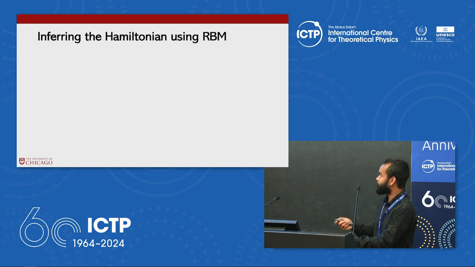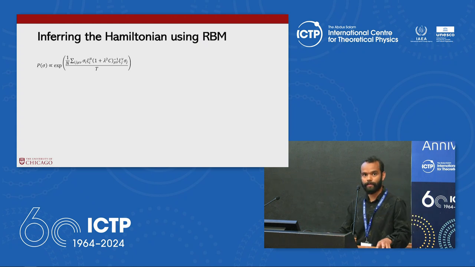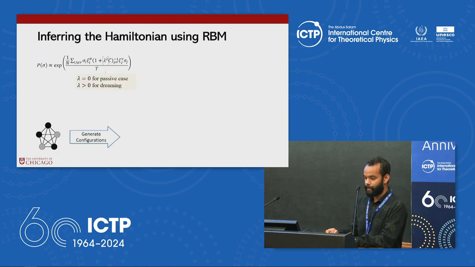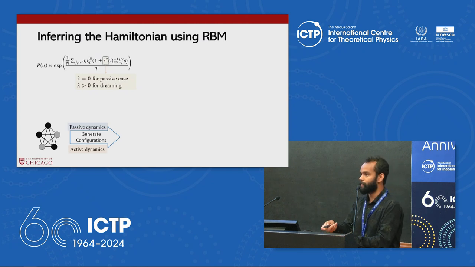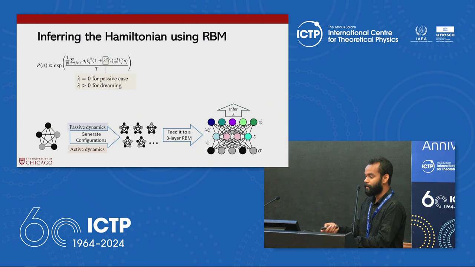So what we did is we generate samples from both the passive dynamics and active dynamics, and we infer this lambda parameter for both of them. Doing that is agnostic to whatever we have been doing earlier. It's completely data-driven. You just generate configurations using the Hamiltonian, using either passive or active dynamics. Then you feed them to a three-layer RBM, with the data fed into the lowermost layer, sigma, and two hidden layers, Z, a continuous hidden layer, and phi, also continuous. We can mathematically show that this is exactly equivalent to sampling from this distribution.